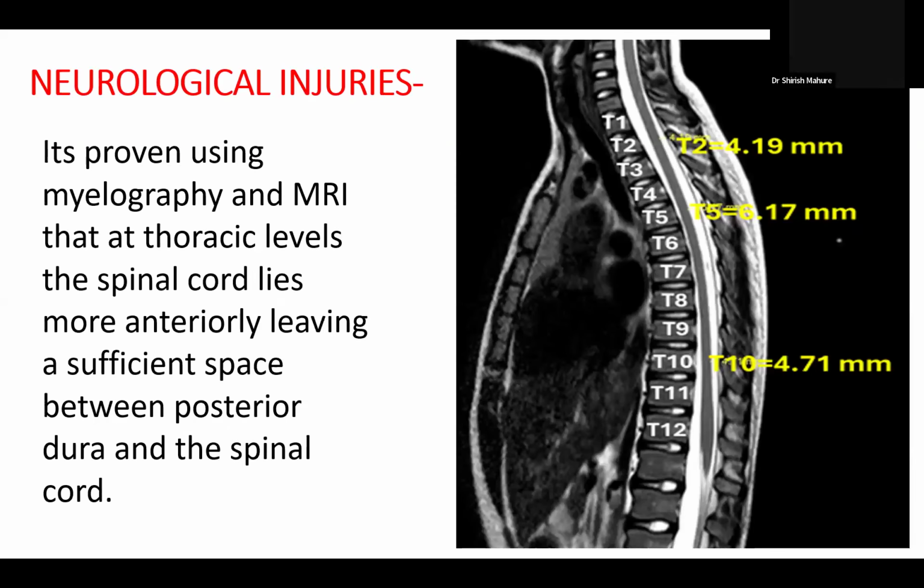Moving to neurological injuries. It's proven using various myelography and MRI studies that at the thoracic level, the spinal cord is placed more anteriorly, leaving sufficient space between the posterior dura and spinal cord. As you can see, this is a sagittal section of the whole spine. In this image, you can see that the spinal cord is placed very much anteriorly at the thoracic kyphosis level. And the maximum distance is around T5 to T6 level.